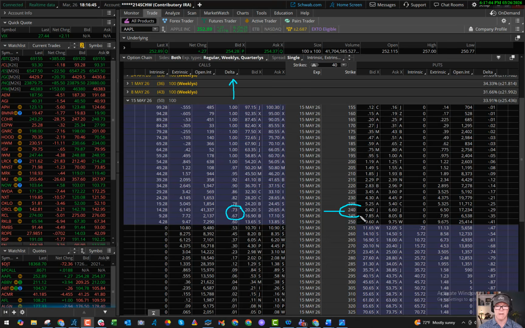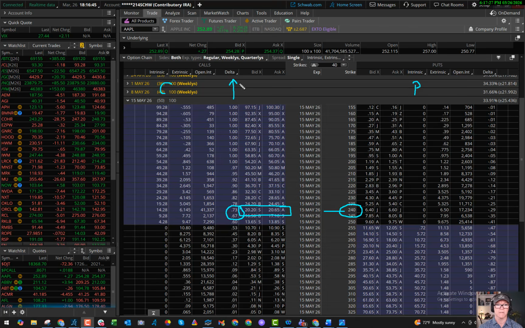So if we want to buy a 240 strike call option, these are calls over here and these are puts over here, that $240 call option on Apple is going to cost us about $20 a contract. Now, one contract covers 100 shares of stock. So that's your discount right there.